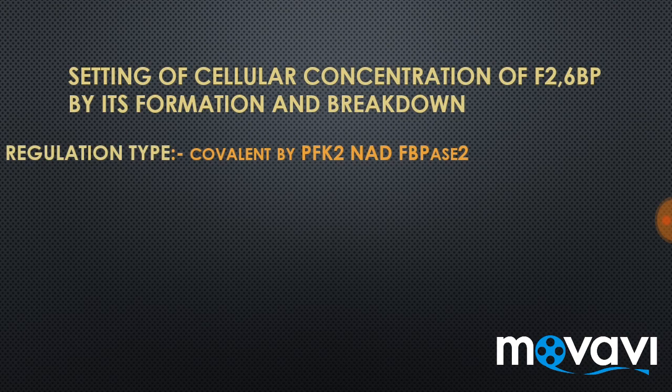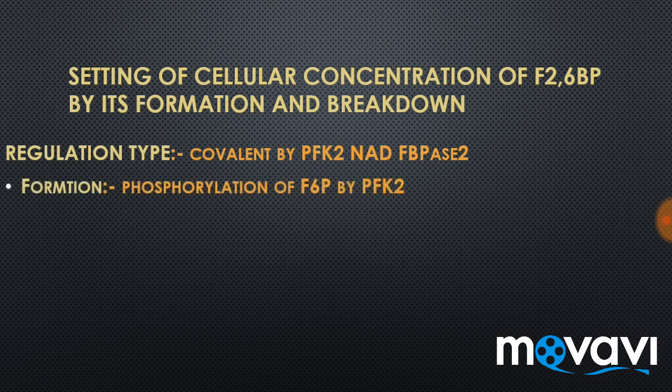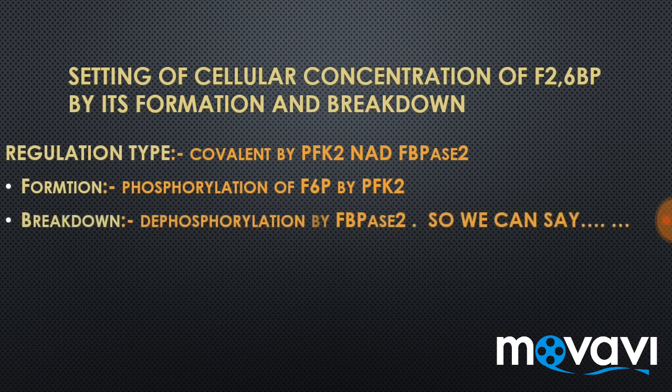Its formation and breakdown is done through regulation by phosphorylation and dephosphorylation, that is covalent modification, by PFK2 and FBPase2. So these are enzymes which we have seen already, but the difference here is the number 2. Formation is by phosphorylation of fructose 6-phosphate by PFK2. Phosphorylation is occurring at the second carbon instead of the first. Breakdown is dephosphorylation of fructose 2,6 bisphosphate by FBPase2.